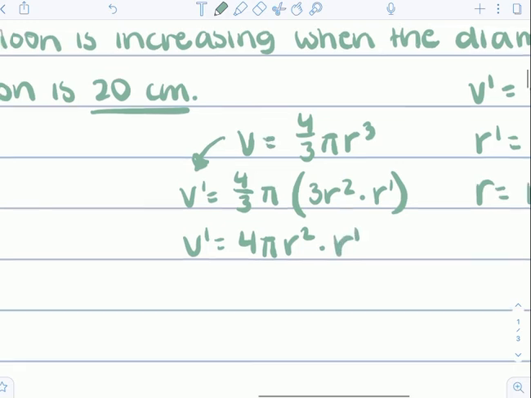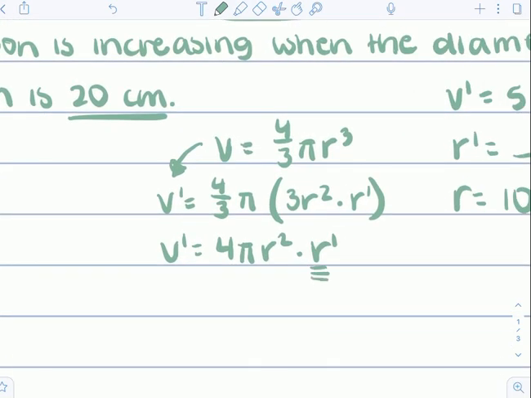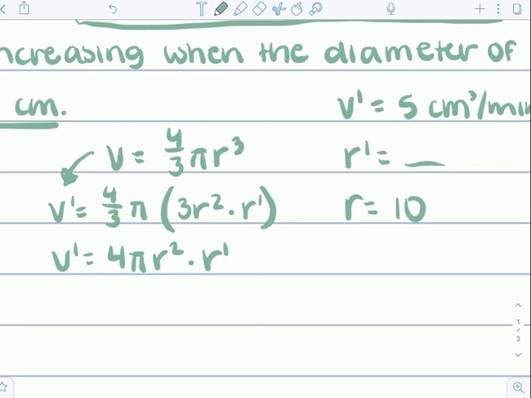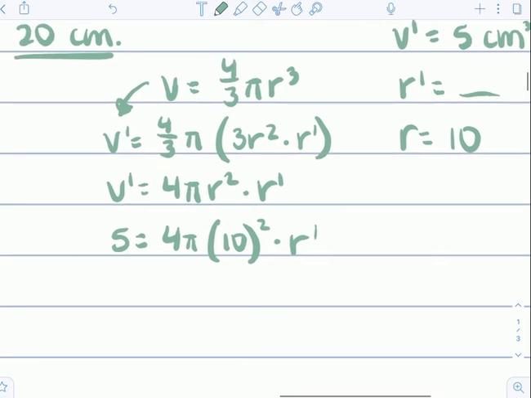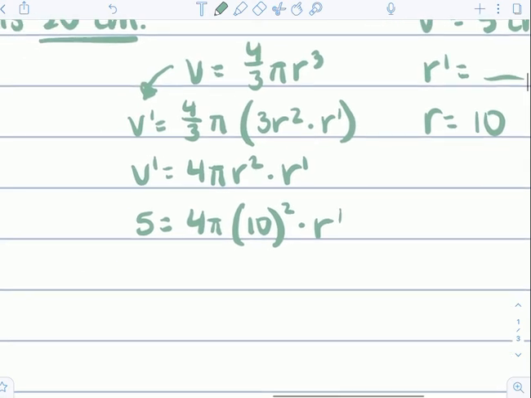And now we're trying to solve for this right here. And we know what this is. We know what this is, and these two are constant. So all we really need to do is plug it in. So from here we have our 5. 5 equals 4 pi times 10 squared times the derivative of r. And then we can solve out all the way.